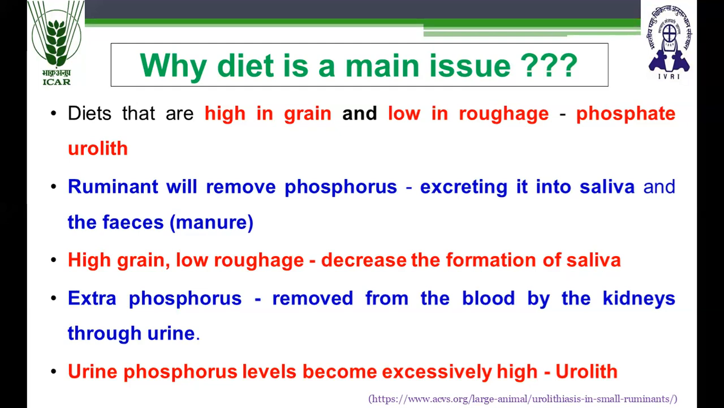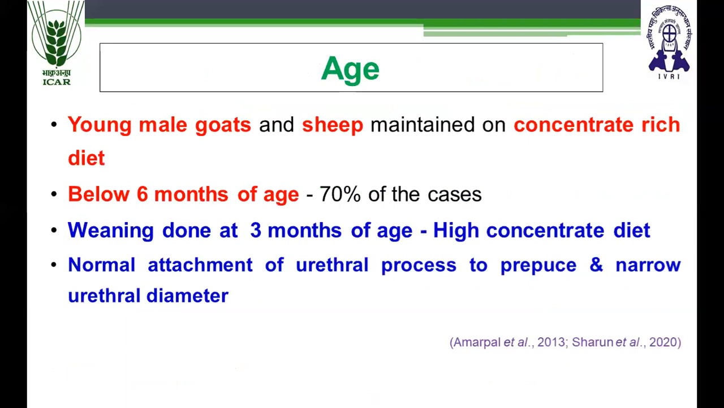That is why diet is the main issue. And as far as age is concerned, young male goats and sheep maintained on a concentrate rich diet, especially young castrated male goats and sheep, are highly susceptible to formation of urolithiasis because at a young age, as I already told, there are hormonal influences as well as the lack of availability of fodder.